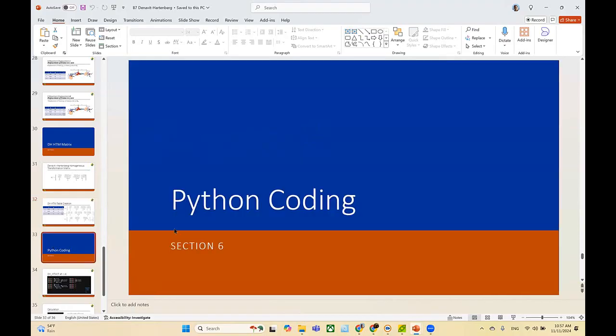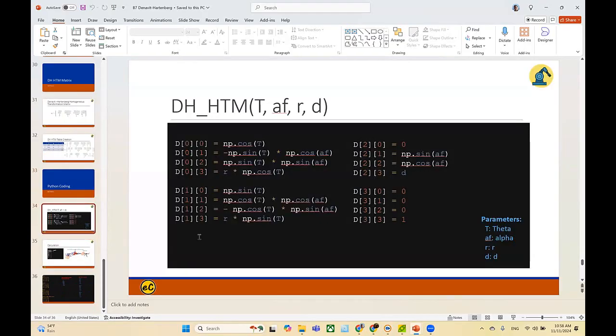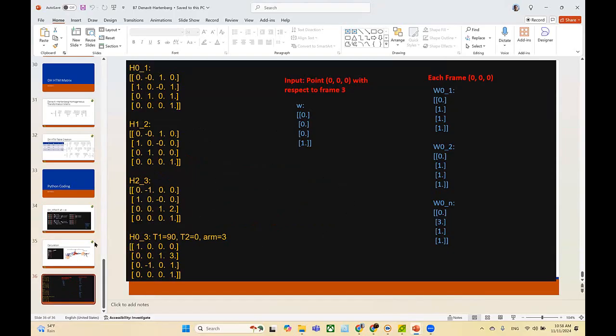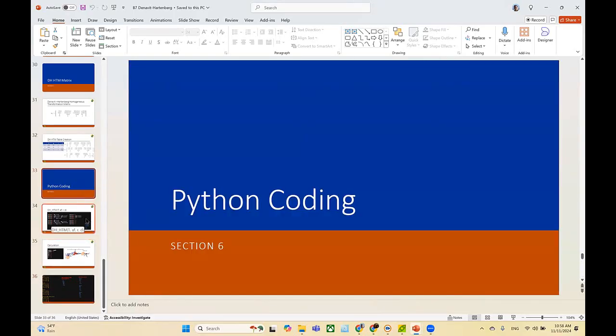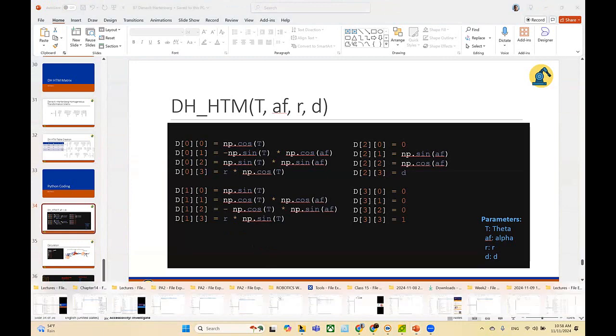parameters. And then there's Python code associated with it, showing you an example of how to do it. This one is downloadable. Okay, so that's this week's main topic, this Denavit-Hartenberg matrix. Let me see if the other topic is important.